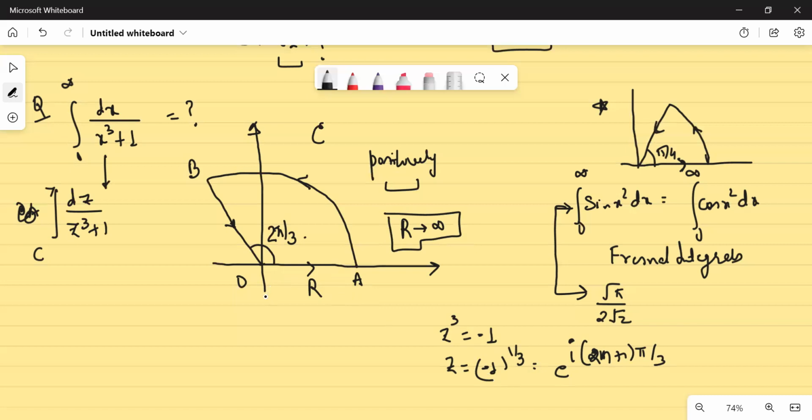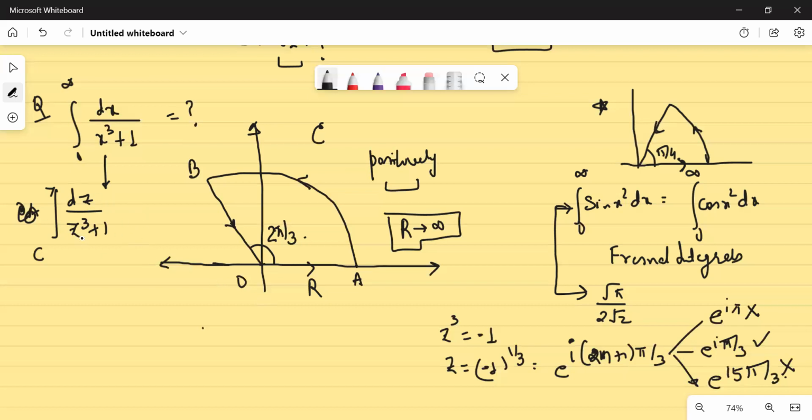One singularity will be e to the power iota pi. So I'll write it here. One singularity will be e to the power iota pi; for n equal to 1 it gives iota pi. For n equal to 0 we get e to the power iota pi by 3, and n equal to 2 gives e to the power iota 5 pi by 3. Is that clear? So you can clearly see e to the power iota pi lies on the negative side of the x-axis, so it is not there. E to the power iota 5 pi by 3 will lie here, so it is not there. Only one singularity will lie, that is e to the power iota pi by 3.